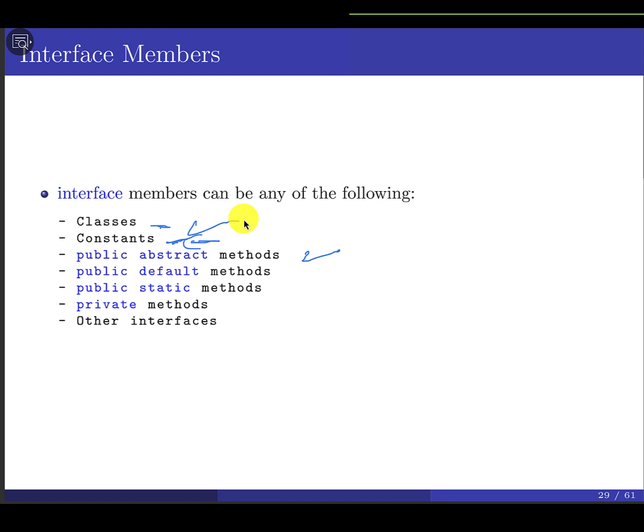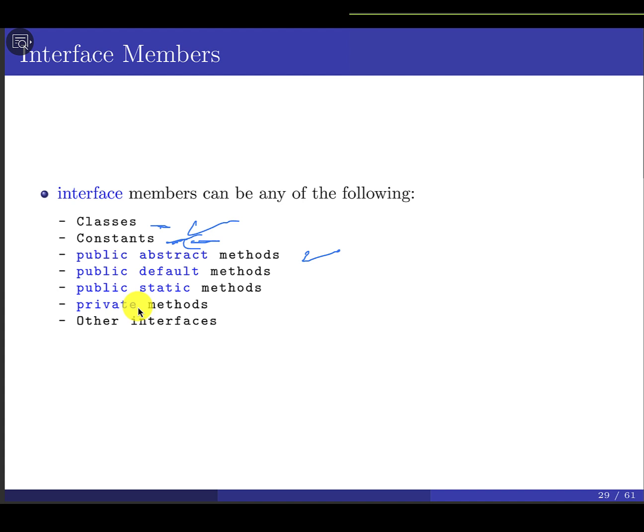You can have what are called default methods. That means by default, anyone who implements this interface is going to inherit all the public default methods. I'm going to cover this later and show you what I mean by the default method. Public static method: you can define a method as static, and you can specify whether it's going to be public or private. What do you mean, the private method?